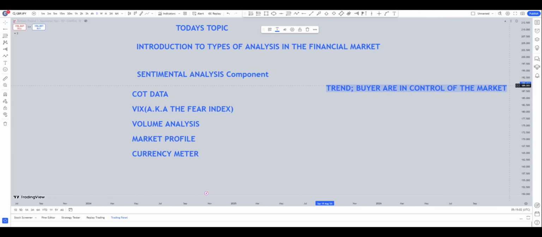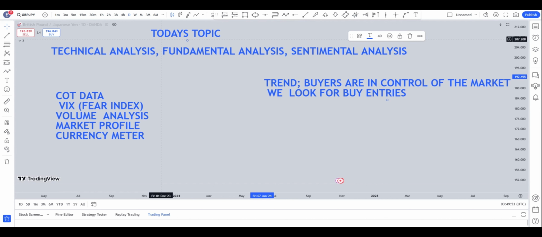Also, when you're using something like a contrarian approach, that means, for example, if we know that buyers are in control in the market, instead of looking for a buy, we'll look for a sell. For the trend approach, we know that buyers are in control of the market, we'll look for buy entries.